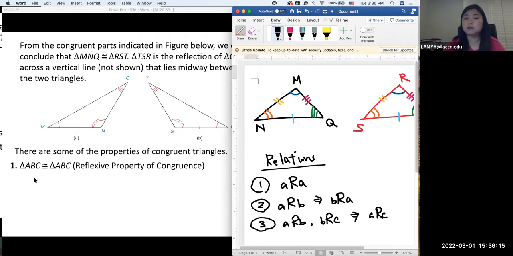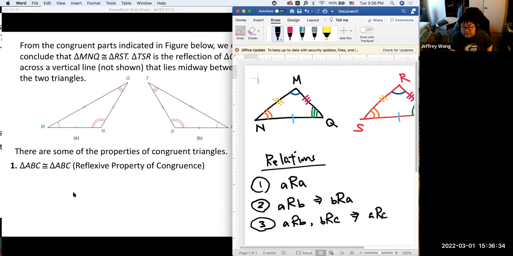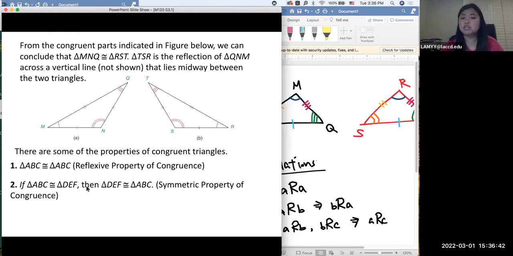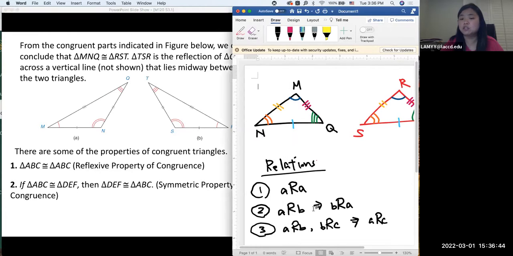So what do you guys think about number 2? If the triangle ABC is congruent to triangle DEF, and then symmetric. Triangle DEF congruent to triangle ABC. Good. If triangle ABC congruent to DEF, then DEF is congruent to ABC, just like this way, right? A R B, and then B R A. Symmetric property.